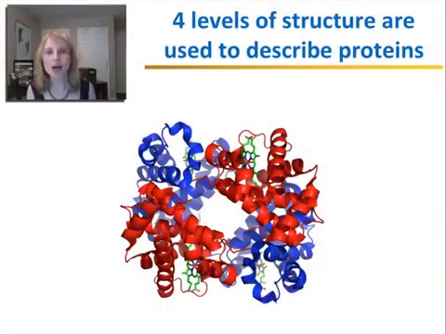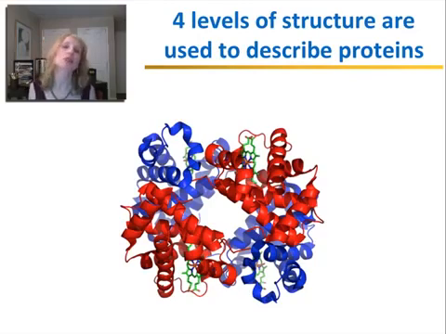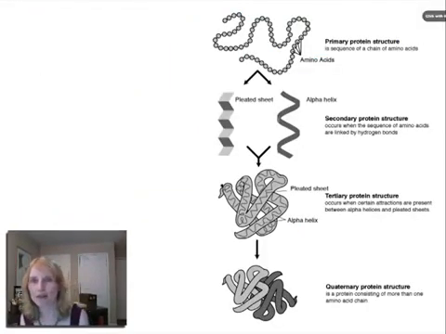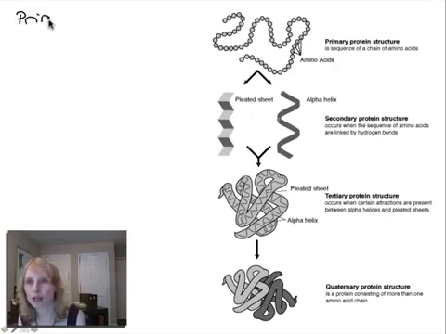Once a polypeptide chain is made, it takes on a very complex shape to become a protein, such as the one you see in this picture. Now, to describe all of these complex shapes, biologists use what are called 4 levels of protein structure. And this diagram shows you these 4 levels.